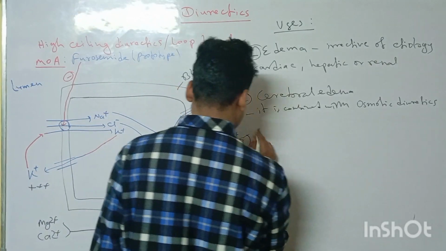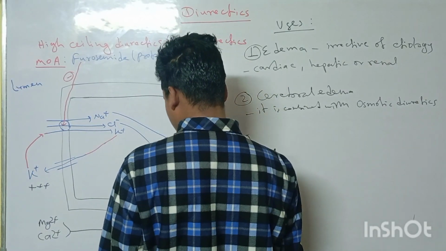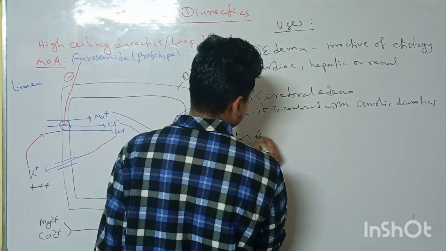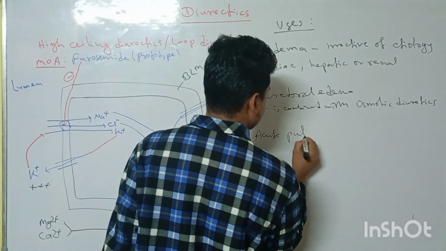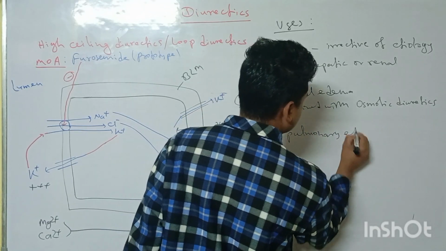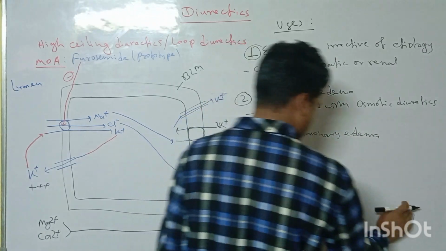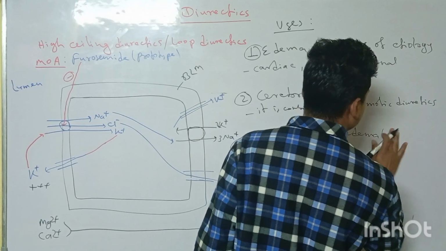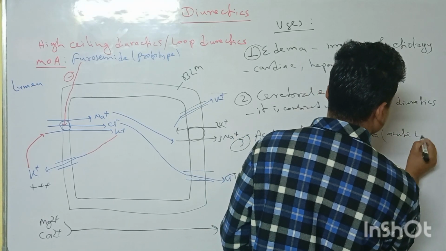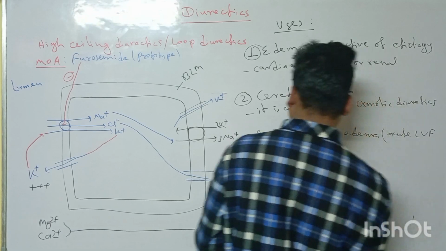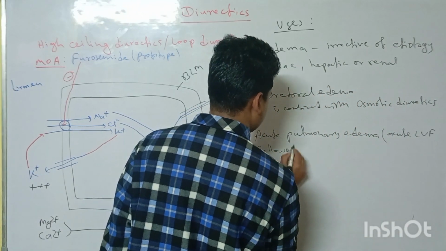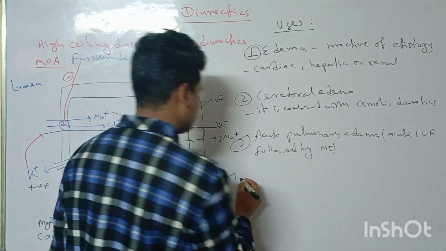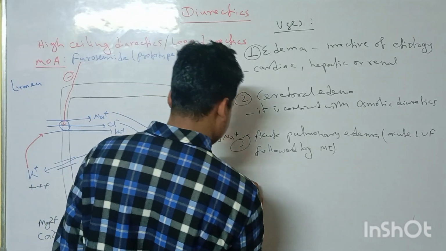Next will be acute pulmonary edema, that may be precipitated by acute left ventricular failure, followed by myocardial infarction.